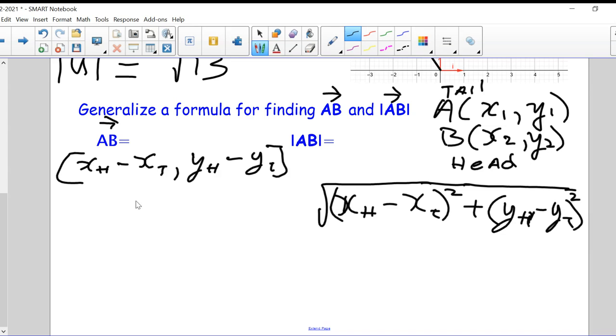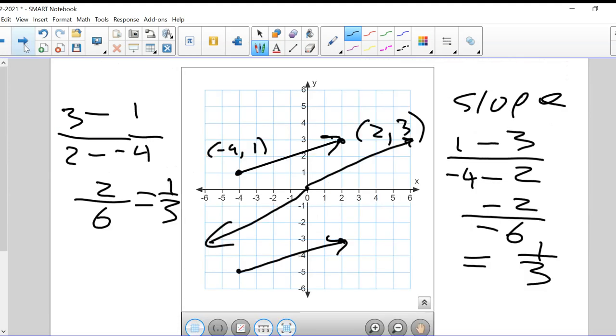So the order in which you do your subtraction matters for the position vector. It does not matter when you're trying to get the magnitude. Okay? All right. Let's move this along, folks.